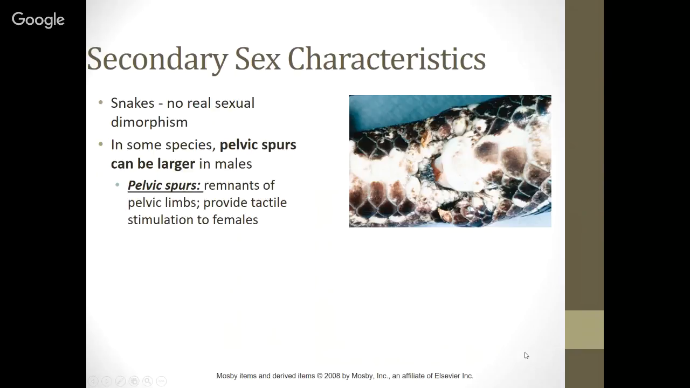Snakes, there is no real sexual dimorphism, meaning you can't tell a snake is male or female by looking at it. You actually need to evert the hemipenes to determine if it is a male. But in some species, they can have pelvic spurs that are larger in males than in females. These are pelvic spurs here. They are remnants of the pelvic limbs, and they provide tactile stimulation for females when they are mating.